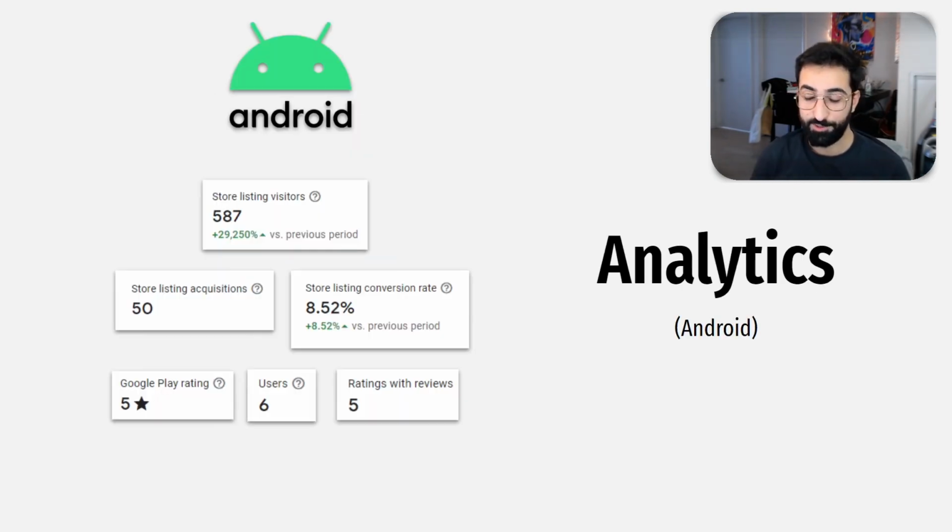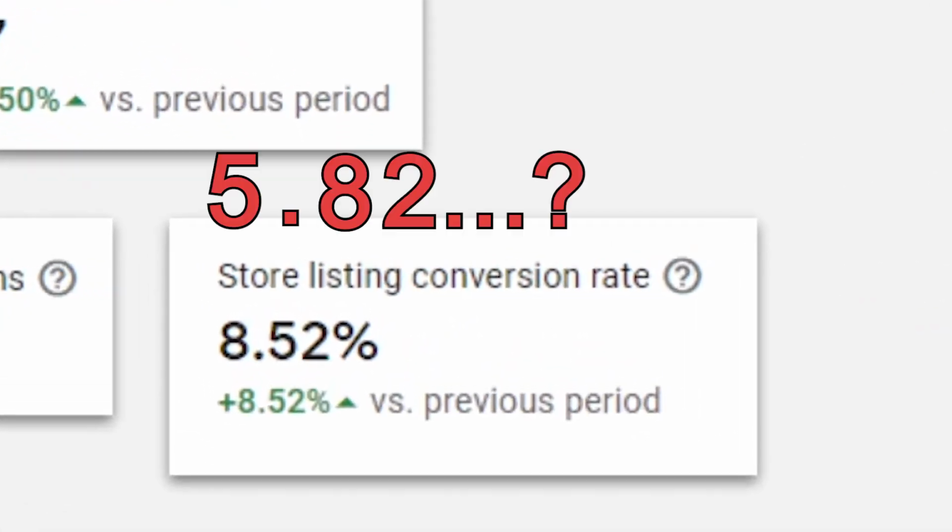All right, let's go over the numbers, shall we? So, starting off with my Android analytics, the game had 587 store listing visitors, so these are the number of people who went into the Google Play Store and opened up Stormchaser's store page. And of those 587, I had 50 people actually download the game, so that's a conversion rate of 5.82%.